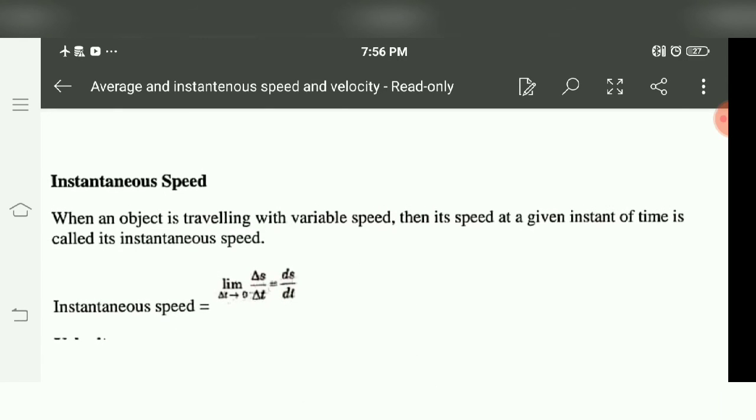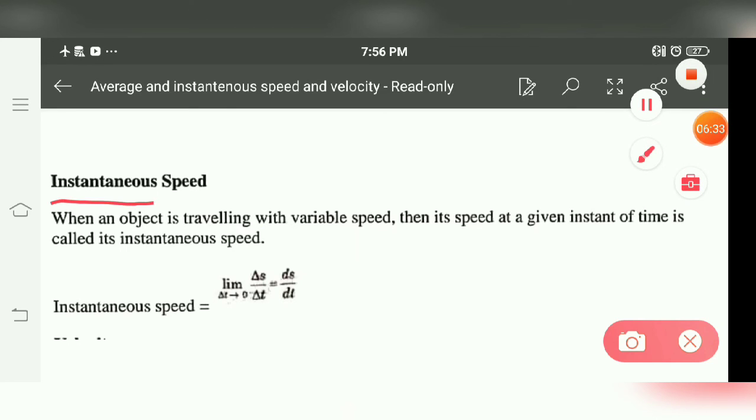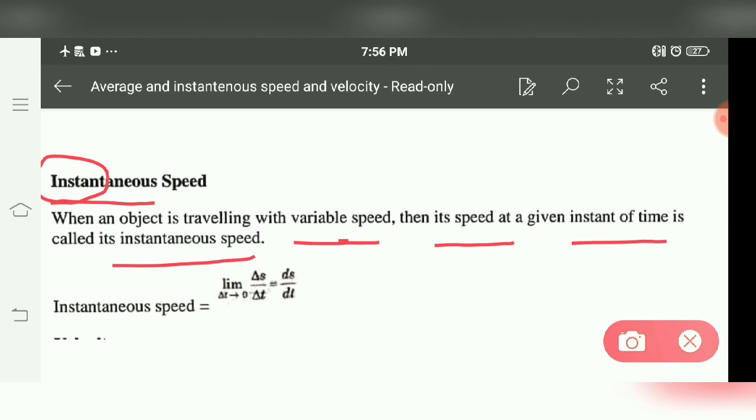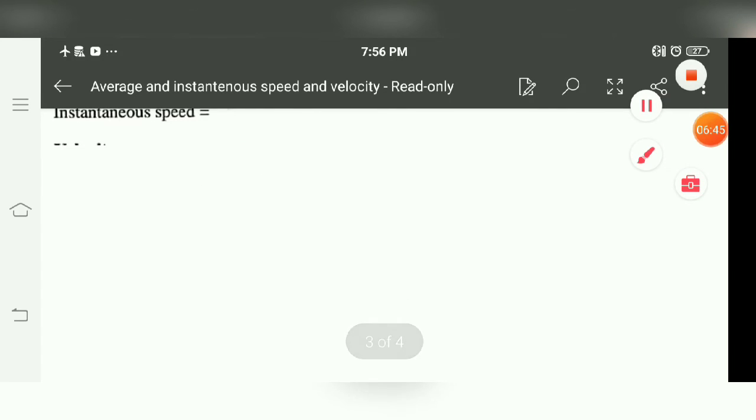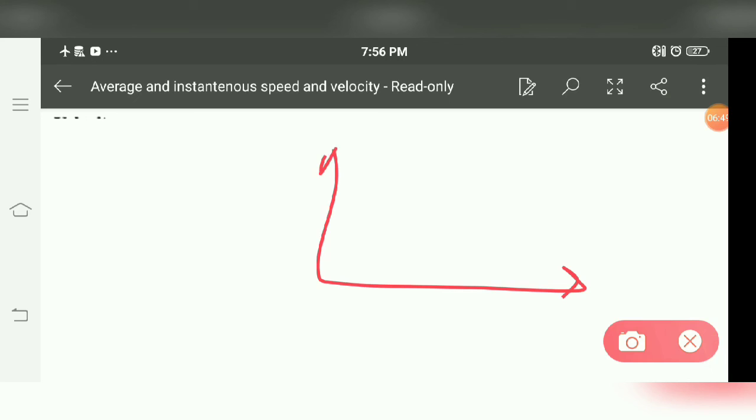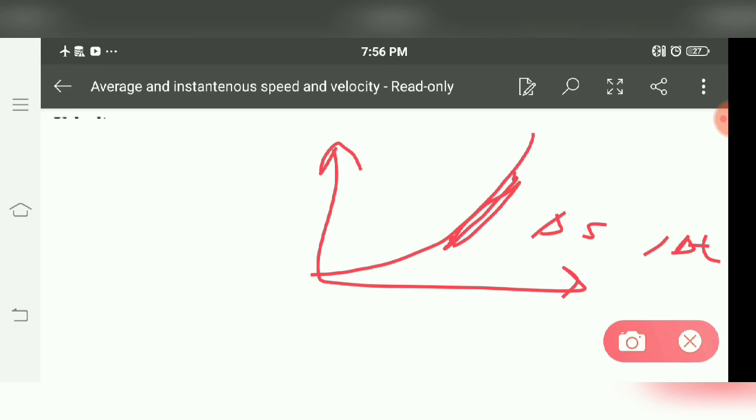Now we'll discuss instantaneous speed or instantaneous velocity. What is the actual meaning? Instant means a particular instant of time. When an object is traveling with variable speed, its speed at a given instant of time is called instantaneous speed. Now suppose this is the graph for a speed. If I have to find the speed over this interval, it has some value of delta s and some value of delta t, so velocity is equal to delta s by delta t.